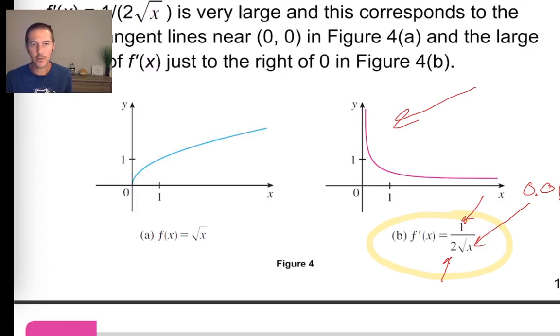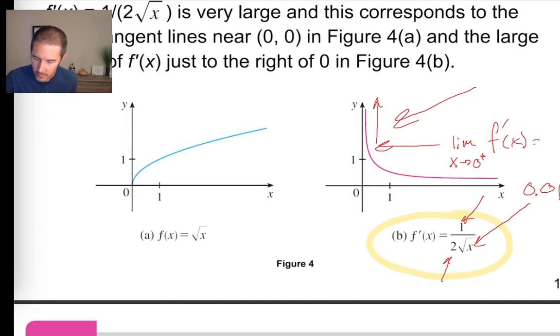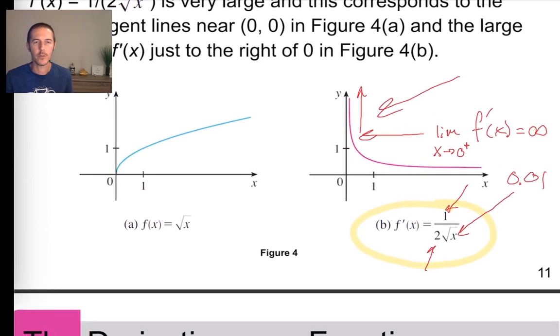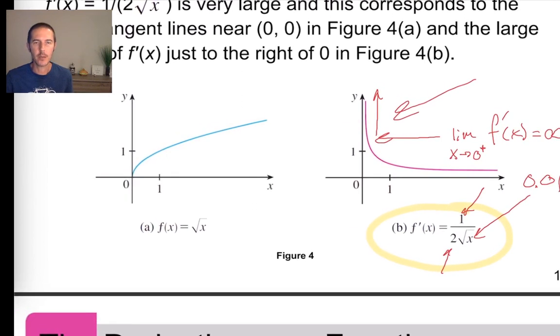So as our x values are getting closer and closer to the y-axis from the right, our y values are becoming extremely large. In other words, the limit as our x values approach 0 from the right, that's a little plus sign there, on this derivative function, the y values tend toward positive infinity.